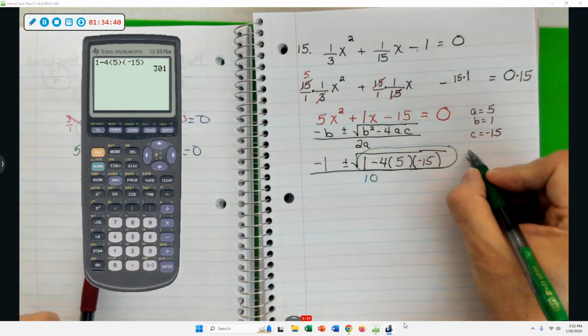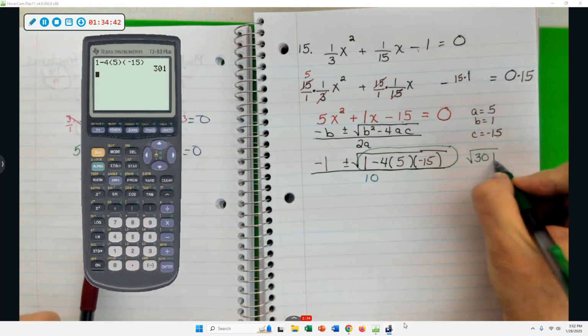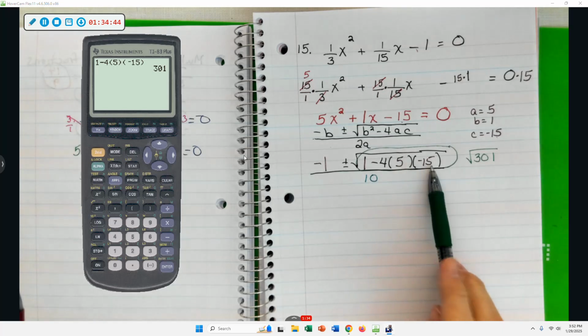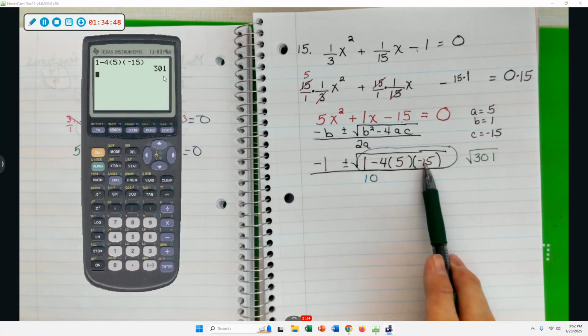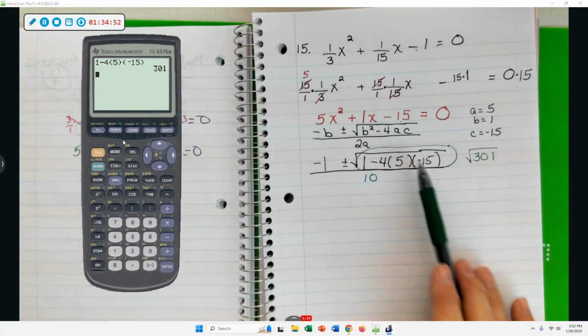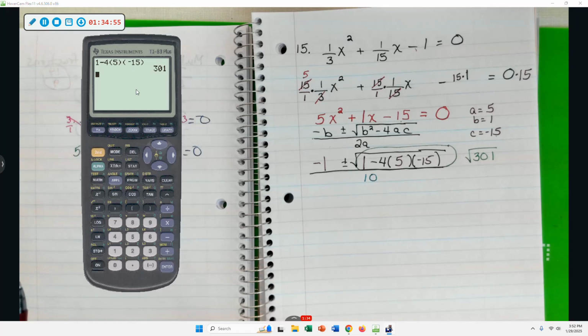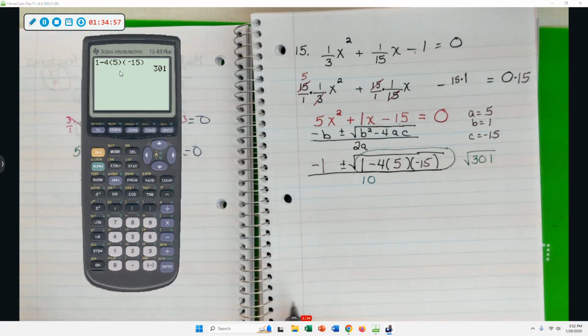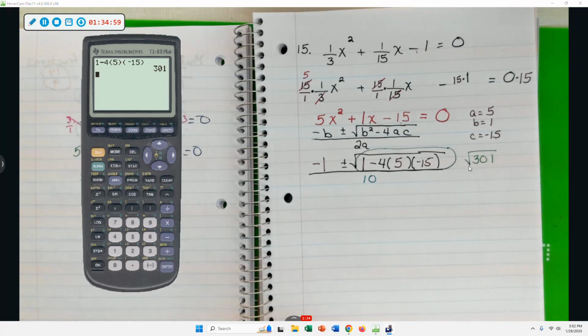All of that simplifies to just a 301. 20 times 15 is 300. It's minus a negative, so it's going to be plus. Yeah, I agree with your calculations. 1 plus 300 will give us 301. Oh, wow. It's 301. It's not a perfect square.